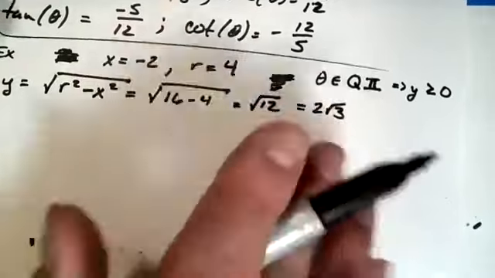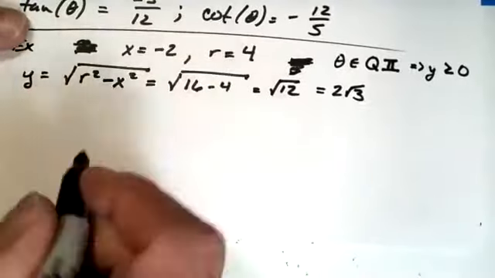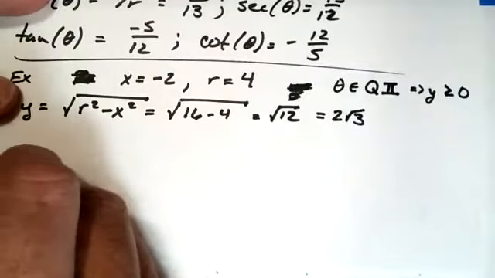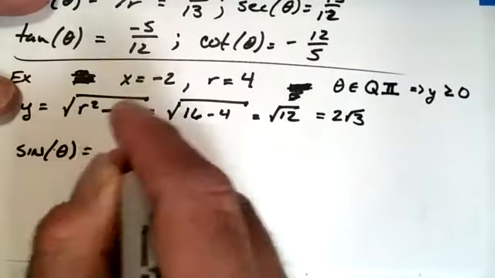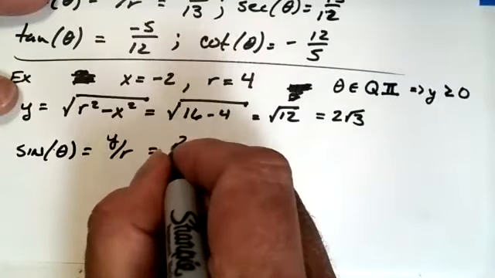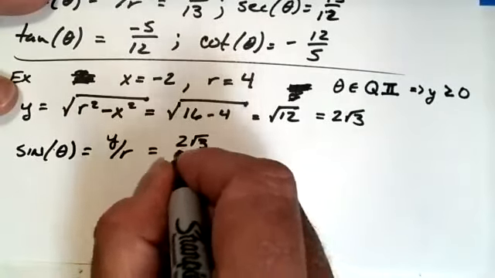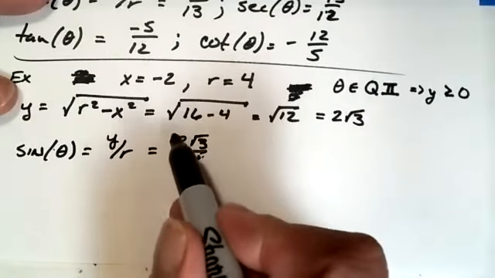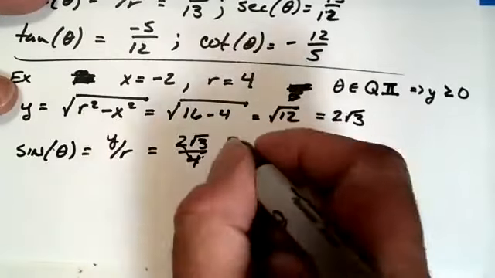But once you have this sort of setup, the basics are still the same. So sine of theta is equal to y over r, which is 2 root 3 over 4. And notice here I have a factor in both the numerator and the denominator.